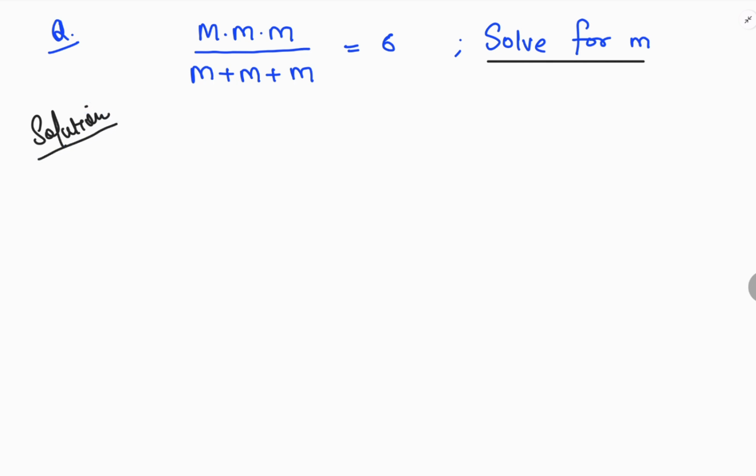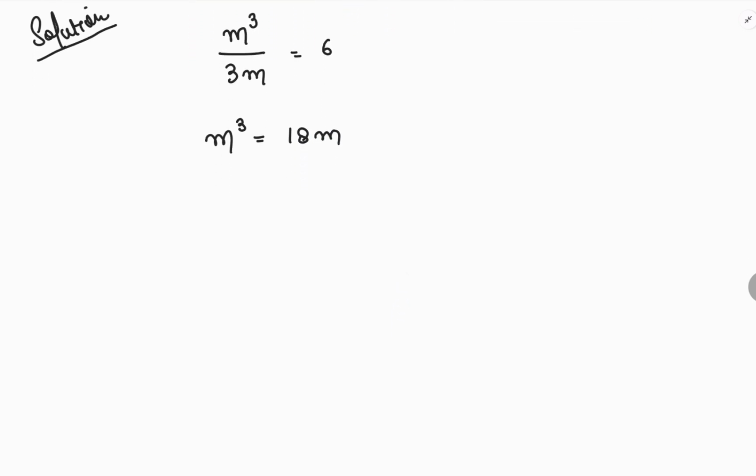Since this is a cubic equation, we will have three values of m. So I will first write it as m cube by 3m is equal to 6, right? And I can write it as m cube is equal to 18m, cross multiplying, and after that I can write it as m cube minus 18m is equal to 0. If I take m common, I will get m times m square minus 18 is equal to 0, right?